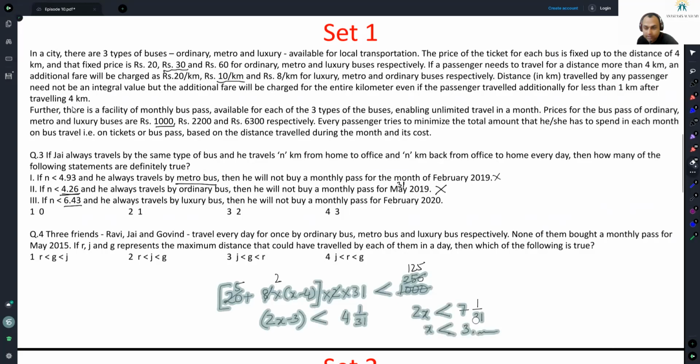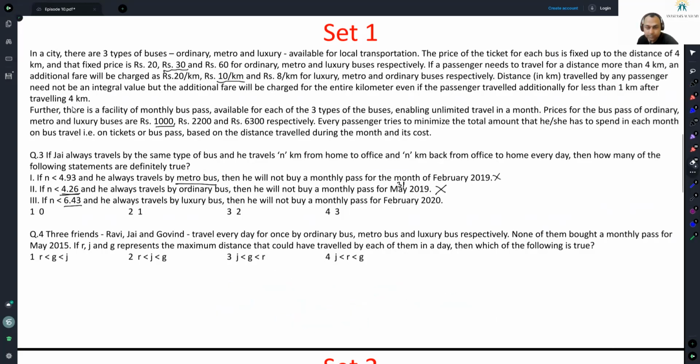Let us look at the last statement now. Ooh, luxury bus. So 2 into February 2020. This is divisible by 4. So 2 into 29 into 60 plus 20 into x minus 4. And finally, should be less than 6,300. Okay. I can cancel this. I can cancel this 3 times. If I cancel this by 20, I get 315.